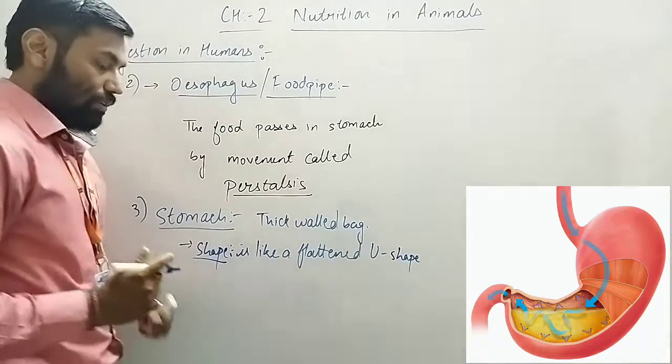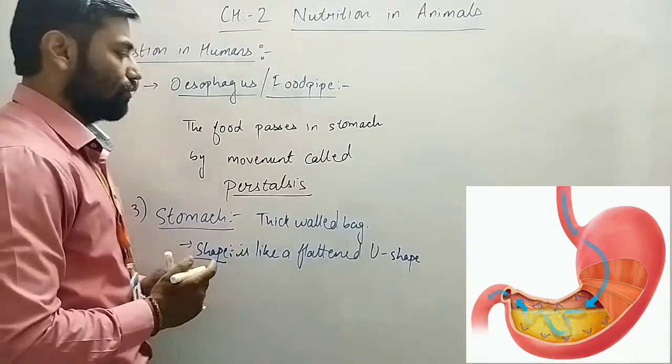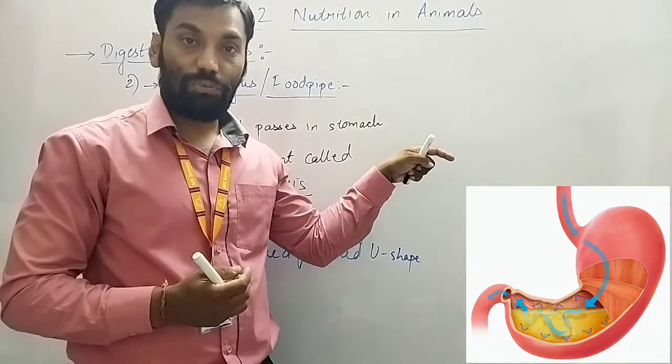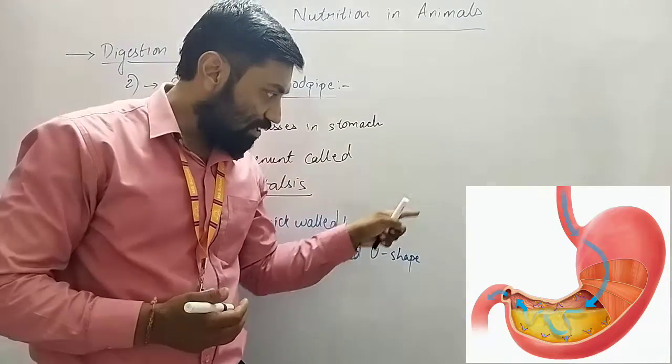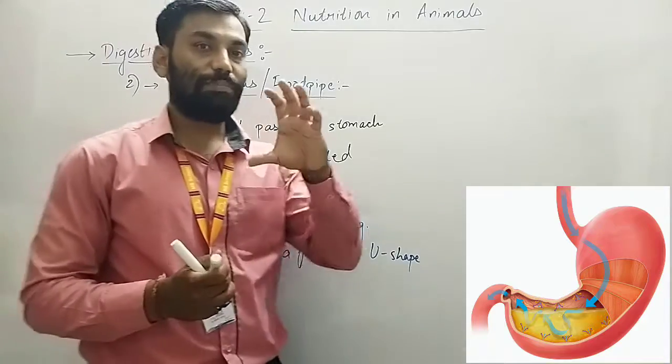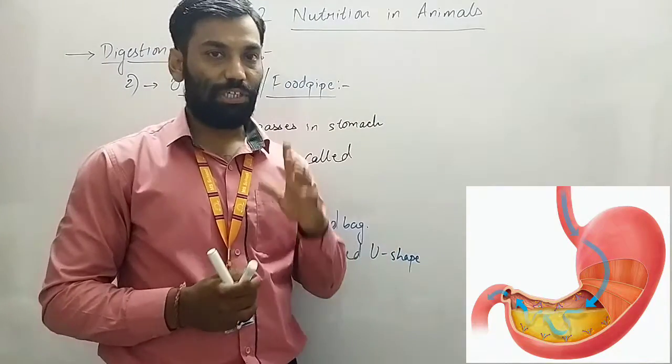So what does it do? You can see the stomach receives the food from one end, from the esophagus, and the other end opens into the small intestine. So it is between the esophagus and the small intestine.